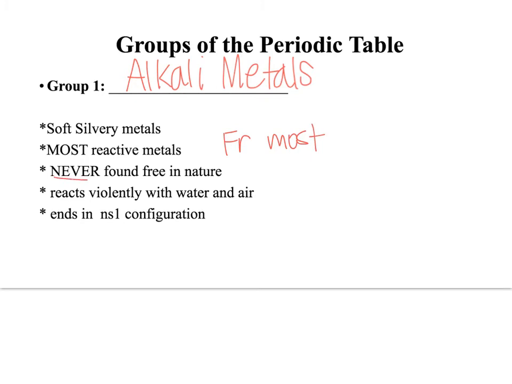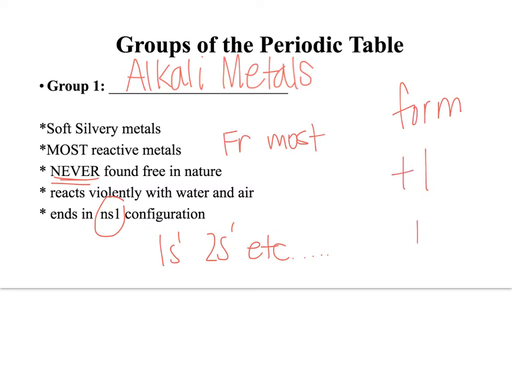They are never found free in nature because they are so incredibly reactive that they're always bound in a compound. They react violently with air and water. And of course, if they're in group 1, they all have that ns1 configuration, meaning they end in 1s1, 2s1, etc. Okay? And because they have that one electron, they tend to form a +1 ion.